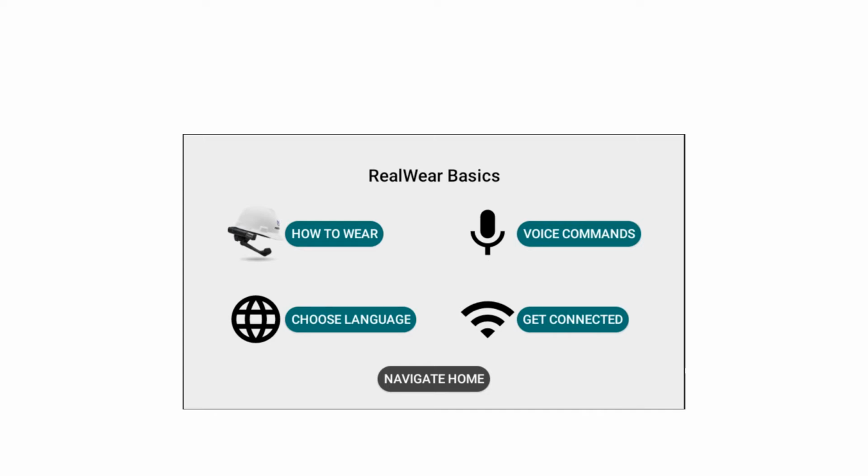You'll notice on the training application there are 4 topics to choose from, and these are essential to get you up and running, learning how to use your new RealWear device. The first topic covers how to wear. This will walk you through a tutorial of how to find your dominant eye and make sure that you're wearing your RealWear device properly. The second topic is voice commands.